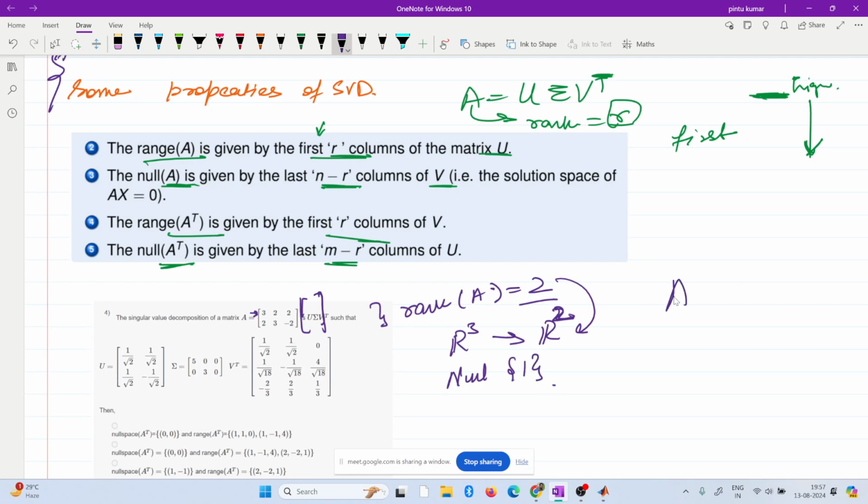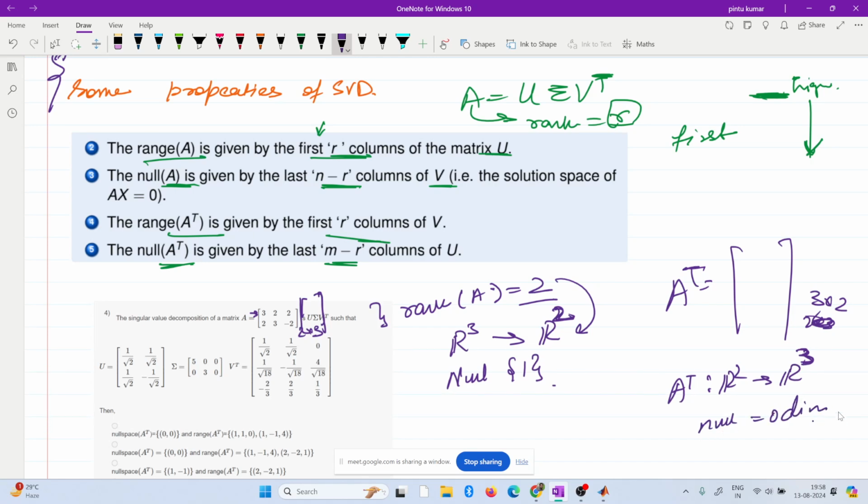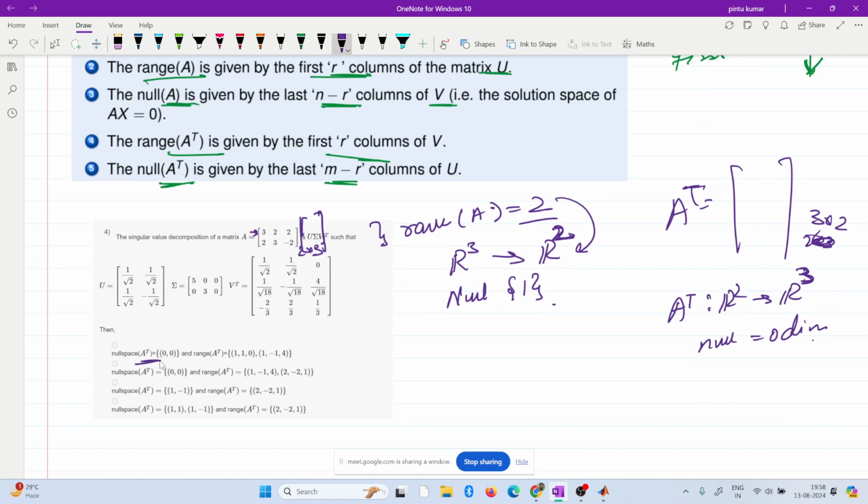Now if you look at A transpose, this is a 3 cross 2 matrix. Sorry, A is 2 cross 3, so A transpose is a 3 cross 2 matrix, and A transpose is a map from R2 to R3. The rank is again 2, so its null space is 0-dimensional. So one thing that we know is that the null space of A transpose is 0. So we can ignore the last 2 options. One of the first 2 is the only answer.